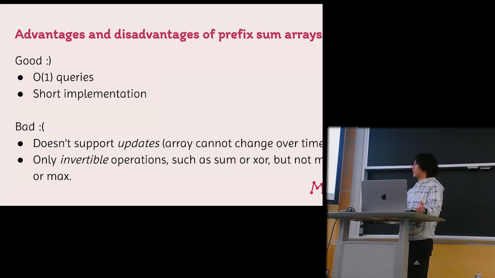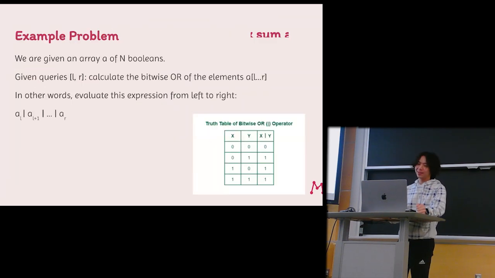However, there are disadvantages. It doesn't support updates. So imagine if you try to update a number in the original array. You would basically have to update every single prefix sum after that because everything is dependent on this value. Also, this only supports invertible operations, such as sums or XOR. And we'll actually encounter this problem next.